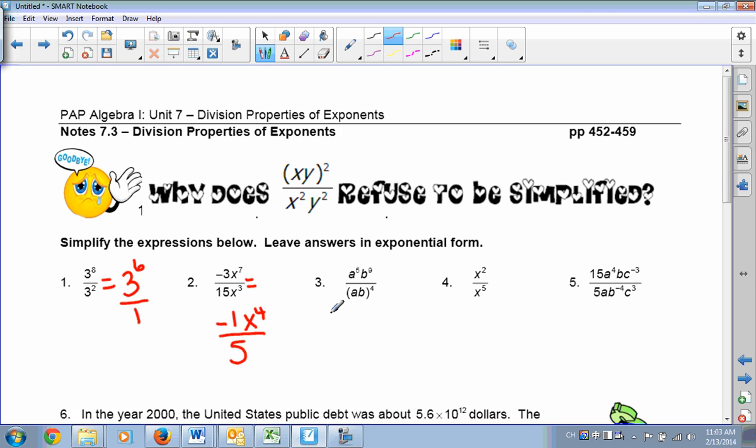Yes, ma'am? You don't put an x on the denominator? No. Good question. So let me break this down really quick. x to the 7th over x to the 3rd really means this: x times x times x, 7 times, over x times x times x, right?